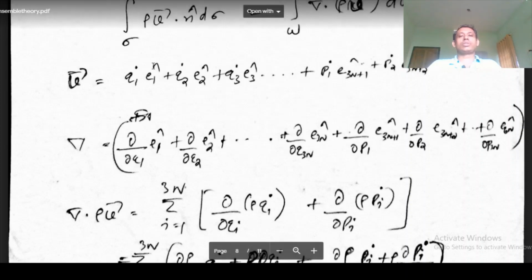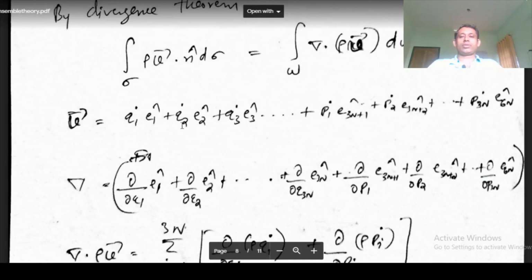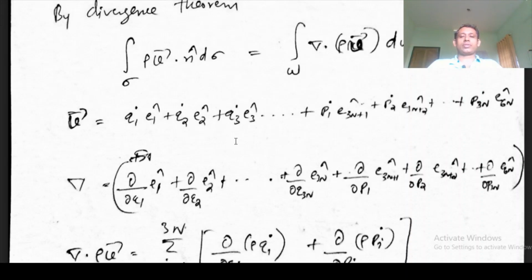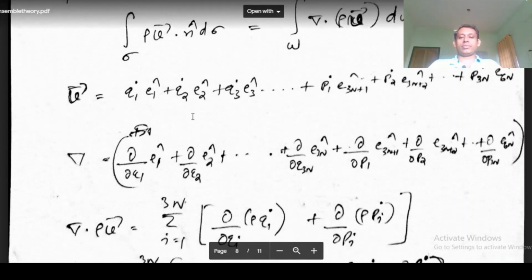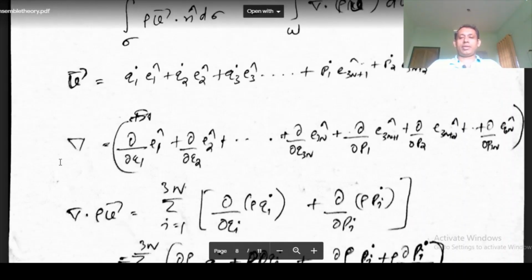Its magnitudes are obtained by taking the derivative. So we have q1 dot here and q2 dot, q3 dot. These are all e1, e2, e3, and these are all unit vectors. Okay, so this is the velocity, and now the del operator in this 6n dimensional space. See, we are considering a 6n dimensional space.